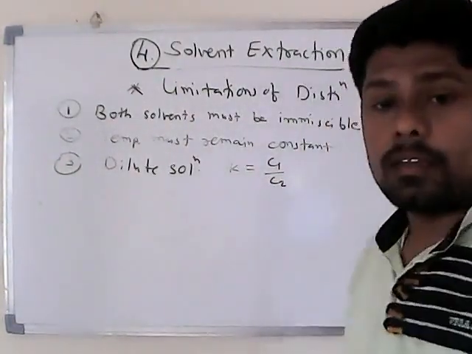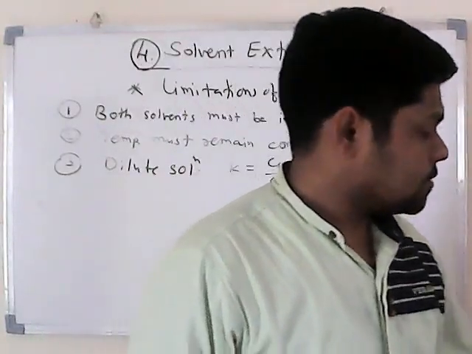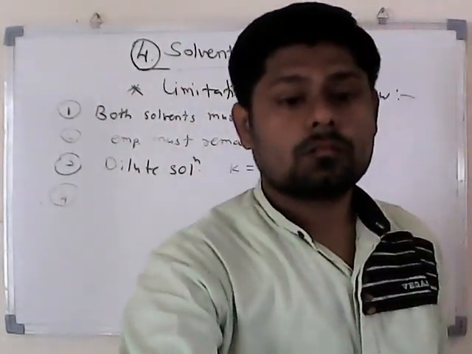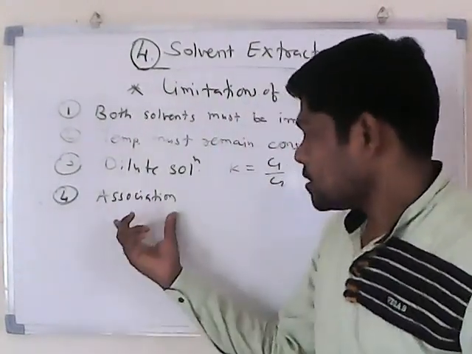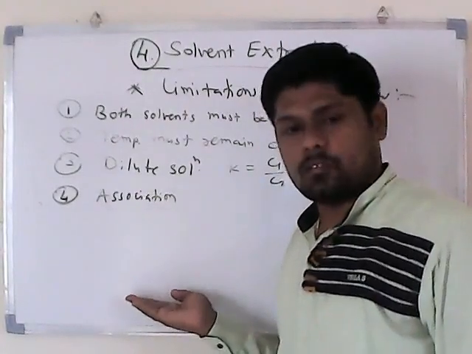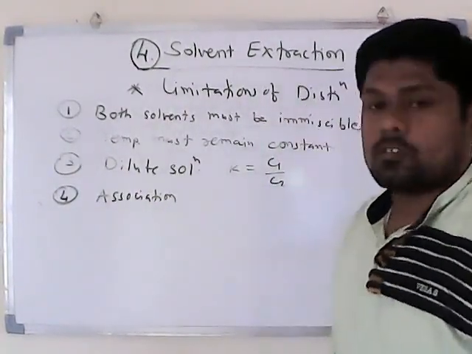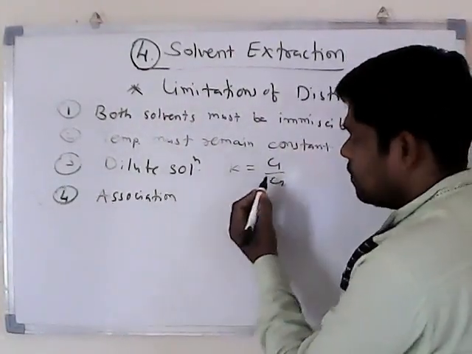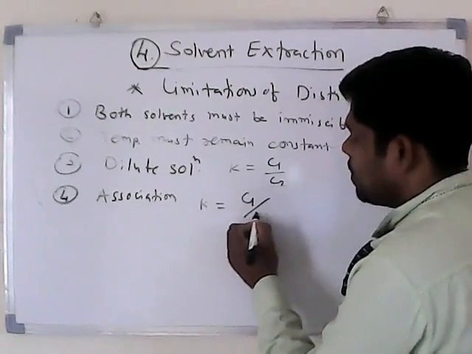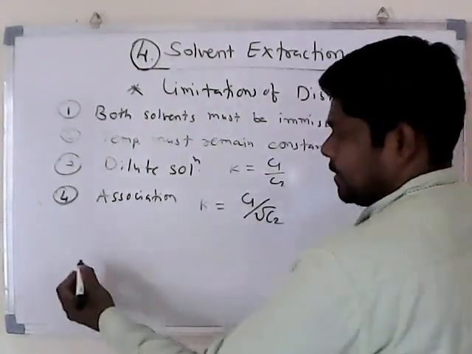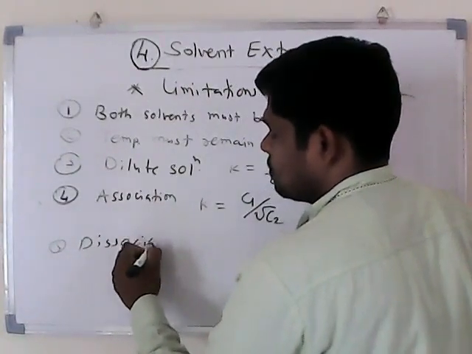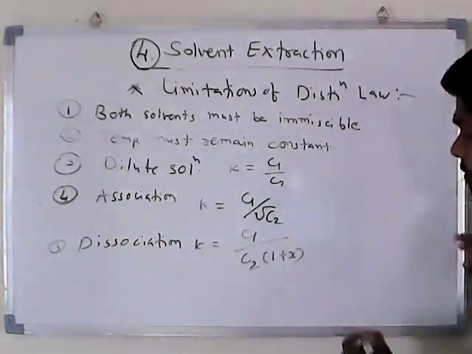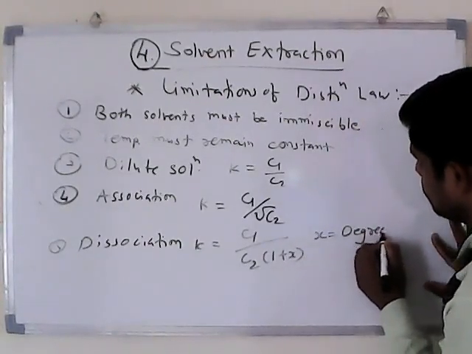Okay, then the next limitation is limitation number 4. If association of a solute takes place when it moves from aqueous solvent to organic solvent, then what happens? If association or dissociation takes place, the law of distribution is modified, and it's like this. In case of association, this ratio K becomes C1 by root of C2. And in case of dissociation, the ratio is modified like C1 by C2 (1 plus X). Here X is the degree of dissociation.